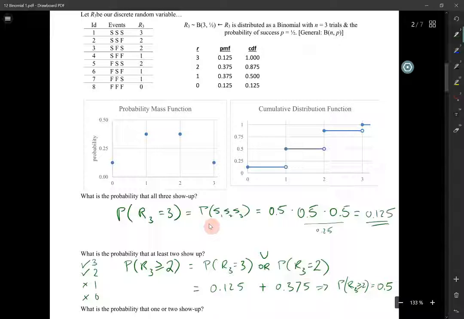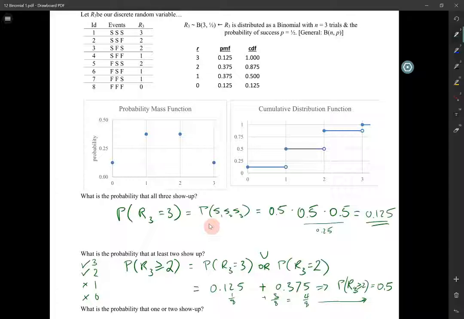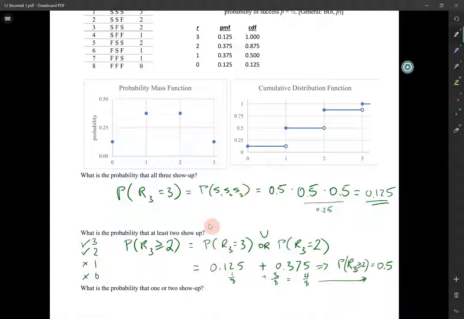Again, this is 1/8, and this is 3/8. So 1/8 plus 3/8 is 4/8, which of course is equal to a half. So what's the probability that R3 is greater than or equal to 2? That's a half. So that's the probability that at least 2 show up.